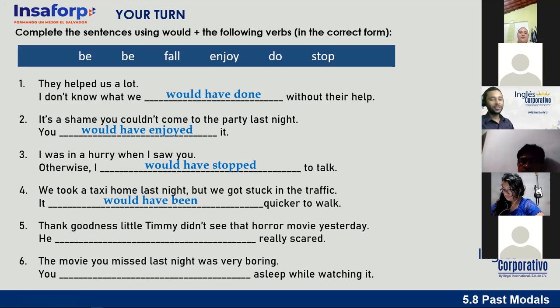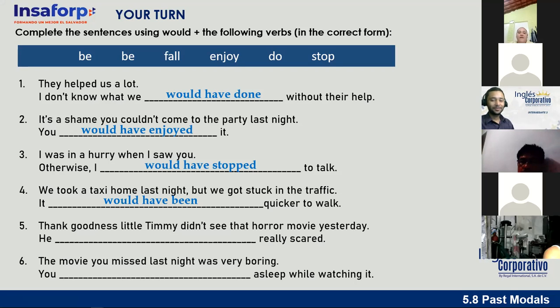Jenny Sanchez, what about number 5? Thank goodness little Timmy didn't see that horror movie yesterday. He would have been really scared. Okay. Yes. Menos mal que Timmy no vio la película de terror anoche, right? He would have been really scared. Good. Thank you, Jenny.